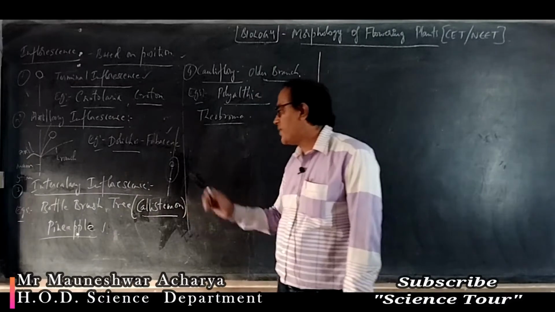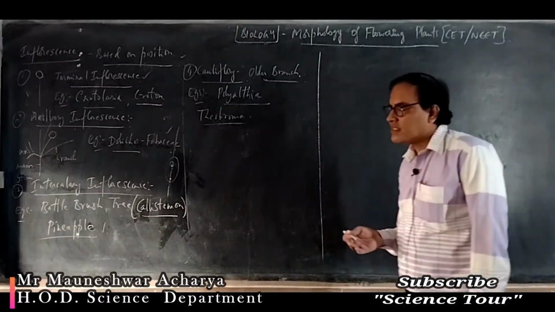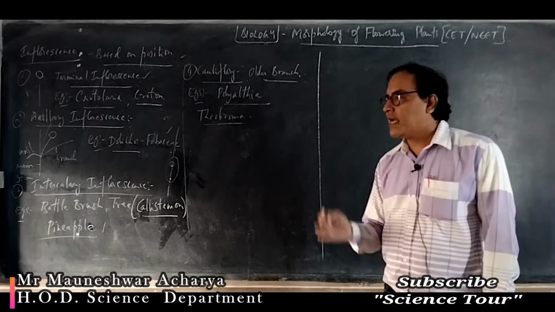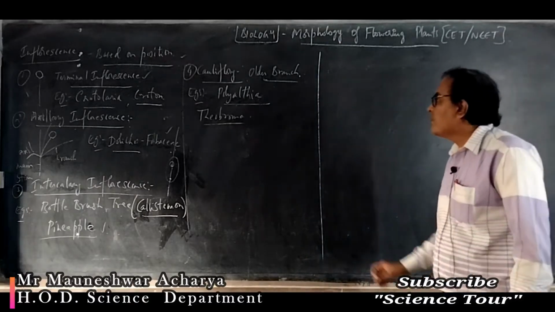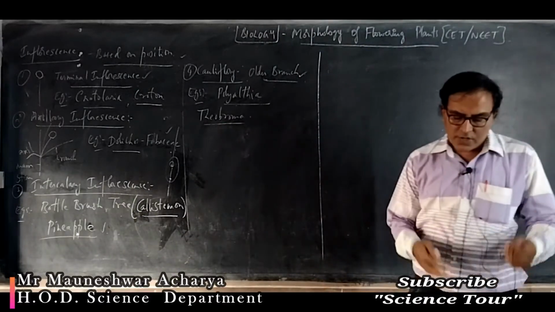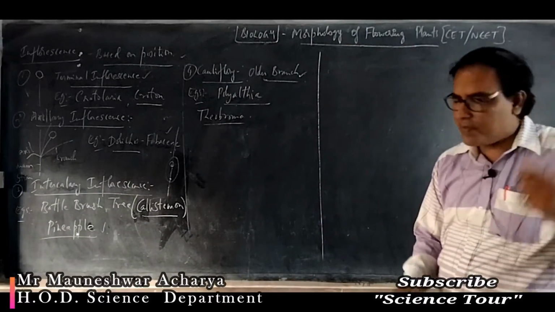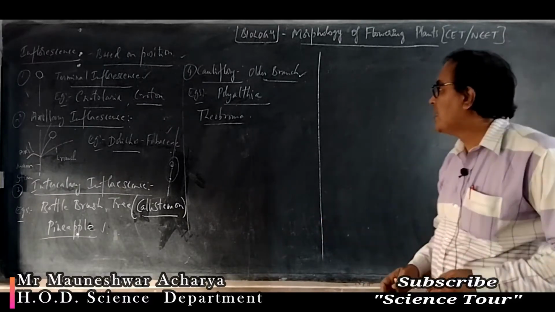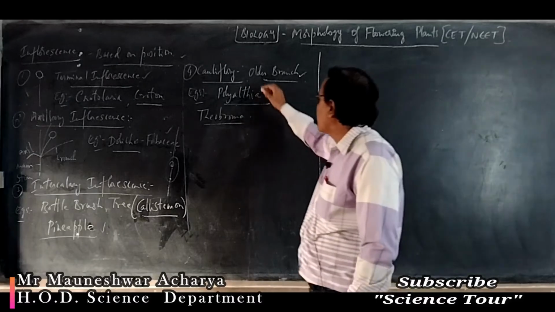As well as pineapple, you can see the inflorescence is arising in between, present in between the main axis or the main stem. And the fourth one is cauliflory. If the inflorescence originates from the older branch, not the new or the younger branch, but the older branch, then it is called cauliflorous inflorescence.